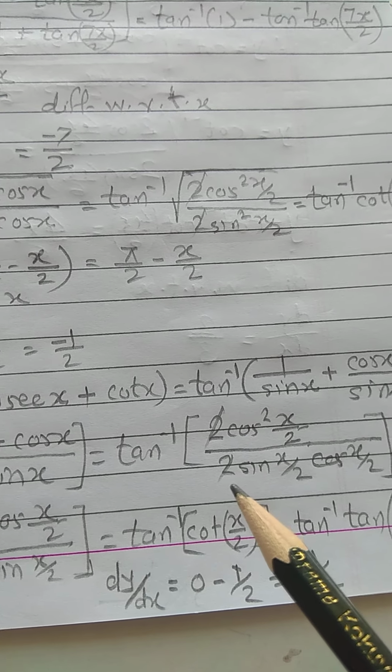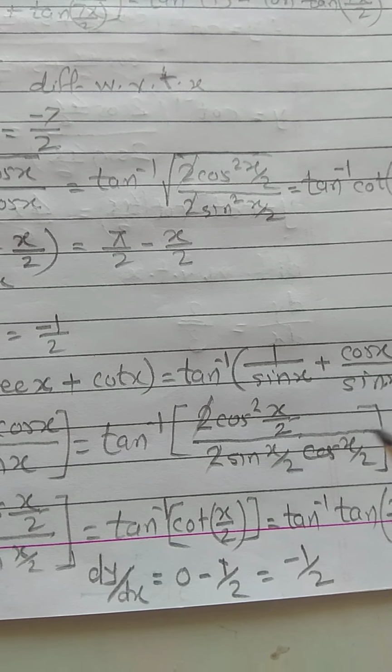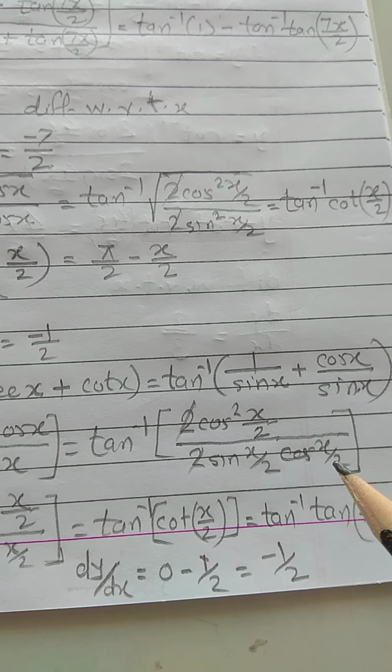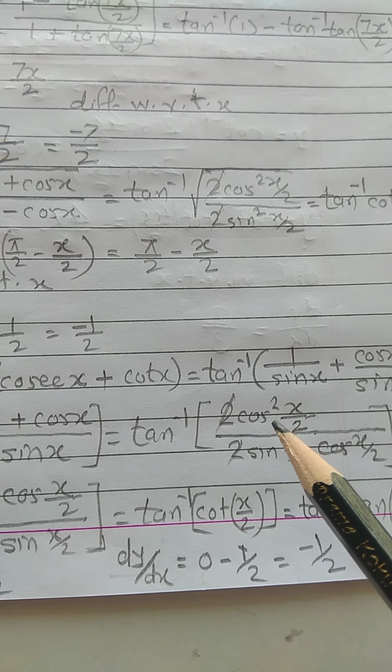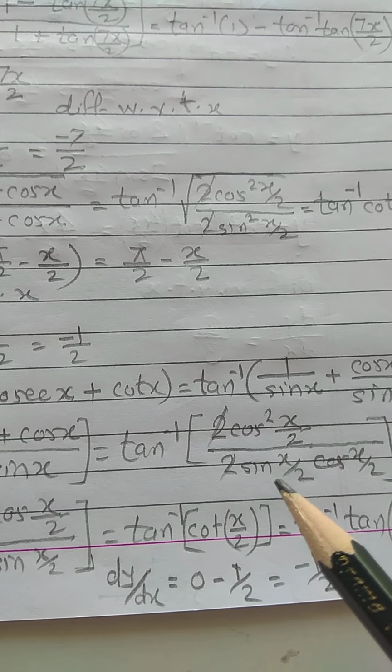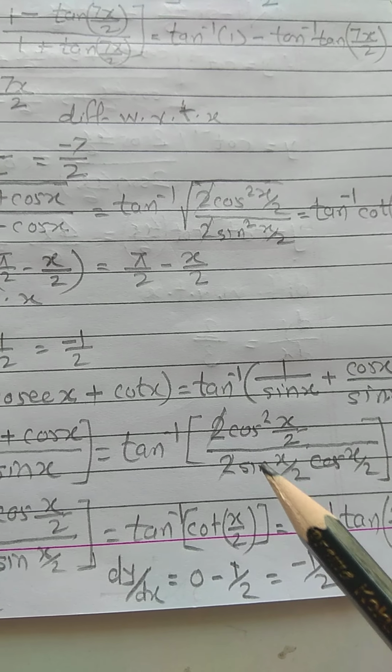2 and 2 will get cancelled from numerator and denominator. Cos x by 2 and cos x by 2 will get cancelled. Still cos x by 2 remains in the numerator. So cos x by 2 upon sin x by 2 will give you cot of x by 2.